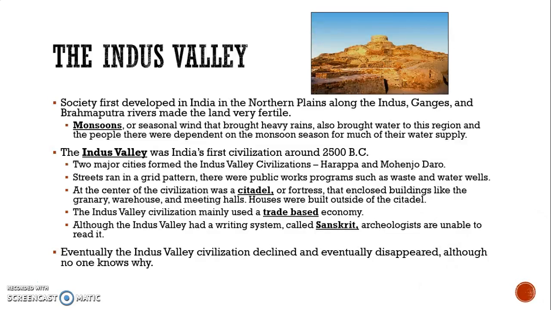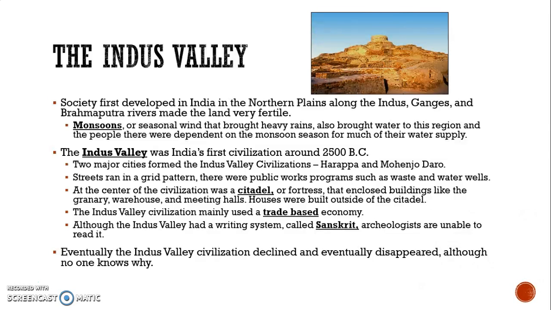The first two major cities were Harappa and Mohenjo-daro. The streets ran in a grid pattern, and there were lots of public works programs such as waste and water wells. At the center of the civilization was a citadel that enclosed buildings like the granary, a warehouse, and meeting halls, and then the houses were built outside of the citadel.